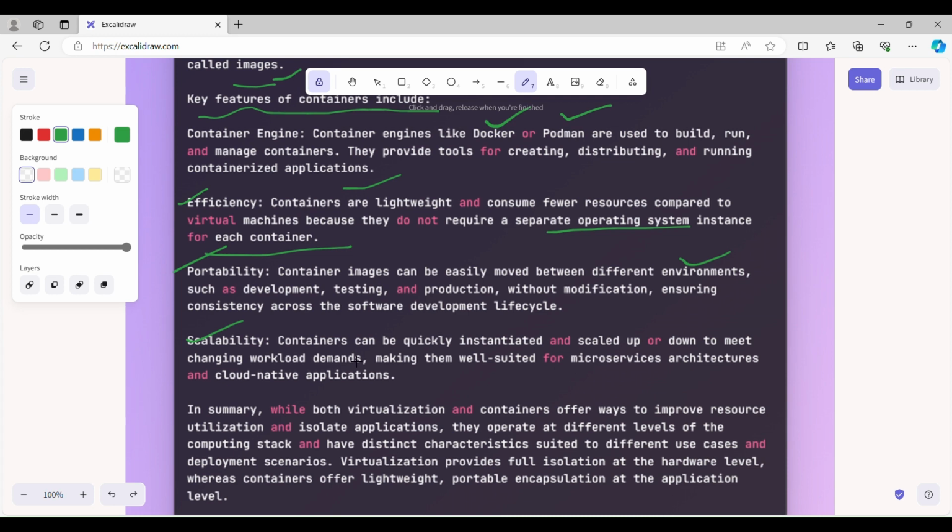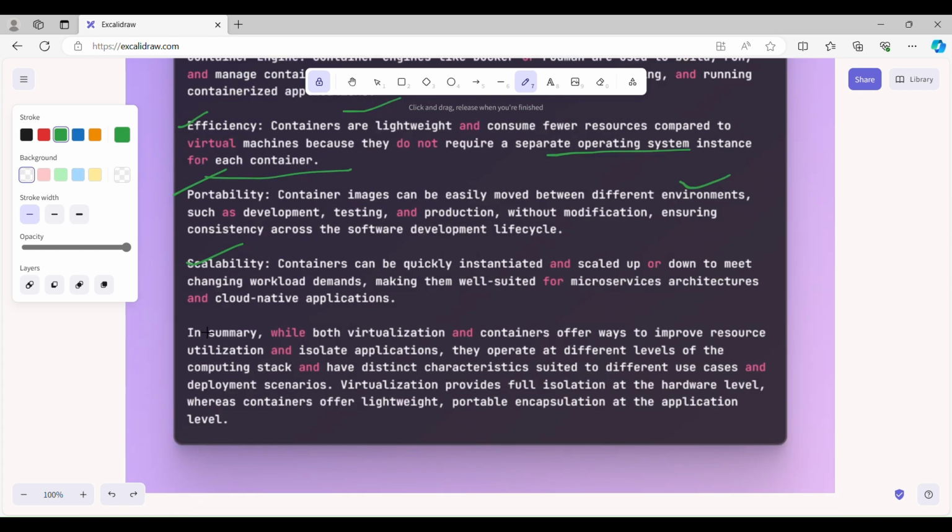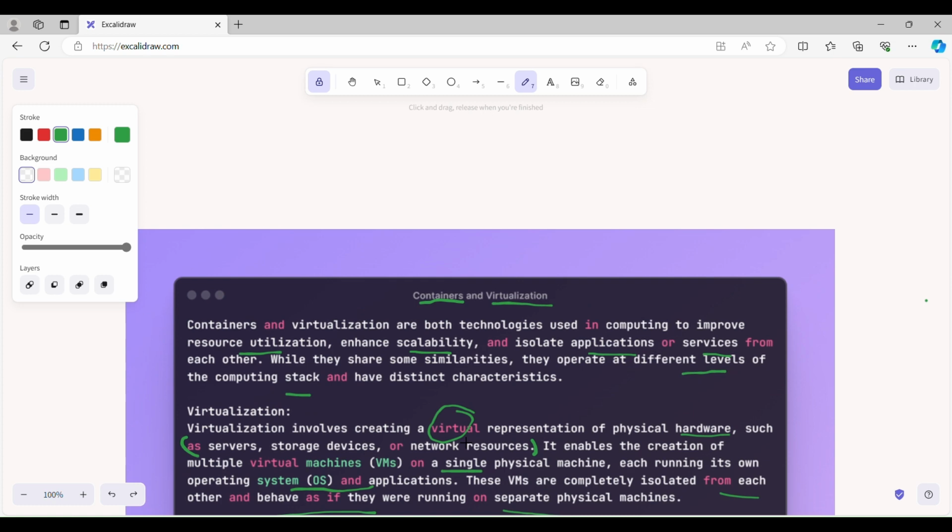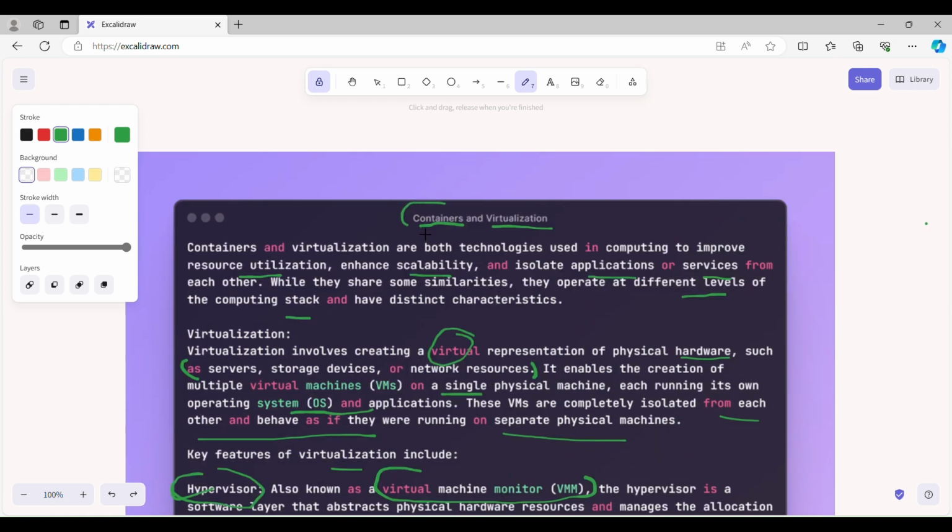In the end, let's read the summary. Both virtualization and containers offer ways to improve resource utilization and isolate applications. They operate at different levels of the computing stack and have distinct characteristics suited to different use cases and deployment scenarios. Virtualization provides full isolation at the hardware level, while containers offer lightweight, portable encapsulation at the application level. I hope that you guys are clear with this containers and virtualization video.